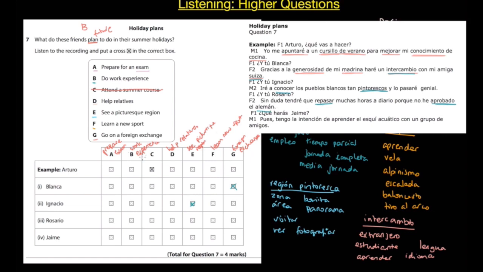So this is the person who needs to prepare for an exam. And notice how here they are trying to trick you into possibly thinking that this could be the one about the foreign exchange, because if all you hear about this is alemán, you might think, oh, German, that's a foreign exchange. But no, be careful, because it's got the word repasar, to revise, and the word aprobar, to pass, okay, to pass an exam. So that's what's pointing you towards the answer A rather than answer G, okay?